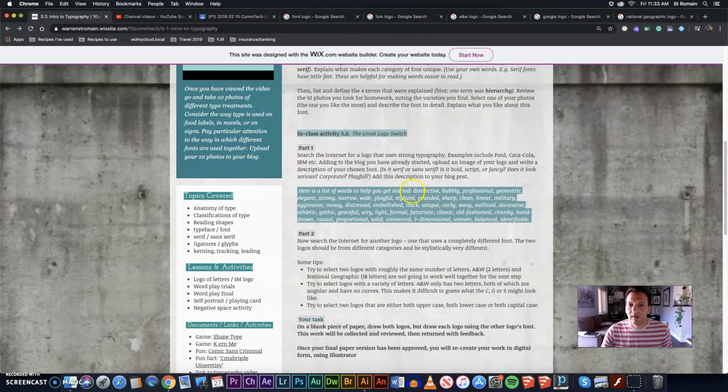Okay, a list of words: distinctive, bubbly, professional, geometric, elegant, strong, narrow. There's a ton of ways to describe fonts and types and just their personality. Okay, so read through those and take a look. So that's the first thing you're going to do. That goes on your blog.